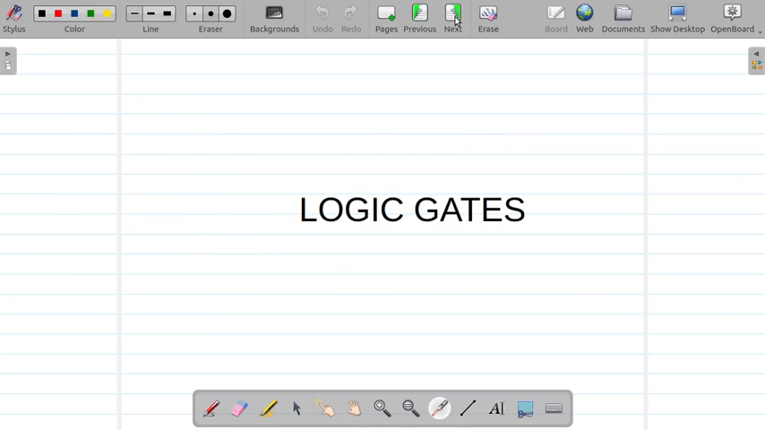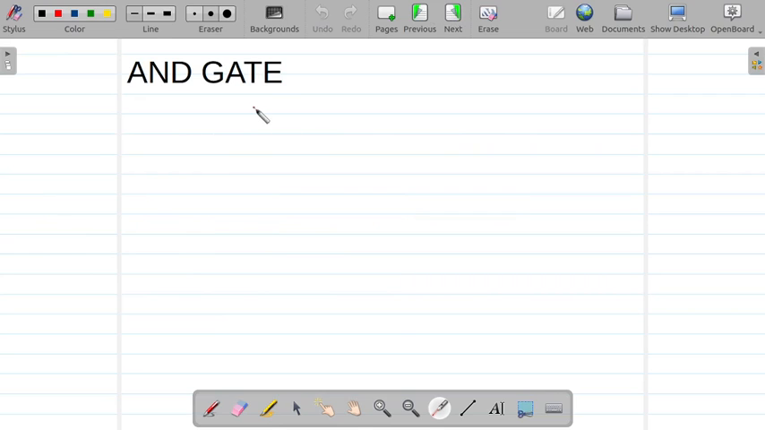Next, logic gates. For example, there are inputs A and B. This AND, or multiplication, and OR, or addition.